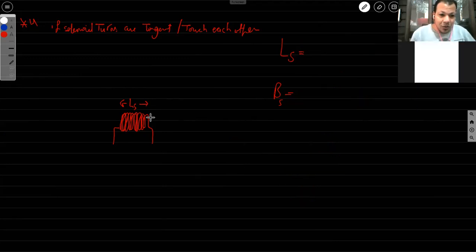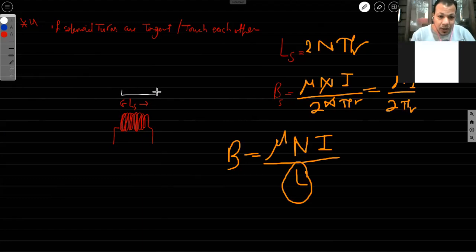Okay, sir, what's the question exactly? What exactly do they want? The length of the solenoid. I mean that if you put a ruler and you just need to measure the length of the solenoid, not the length of the wire from which we made the solenoid.